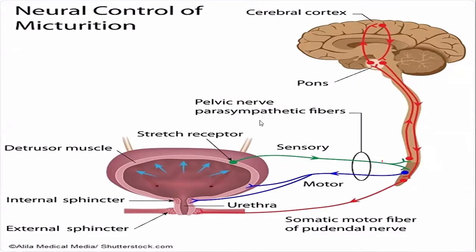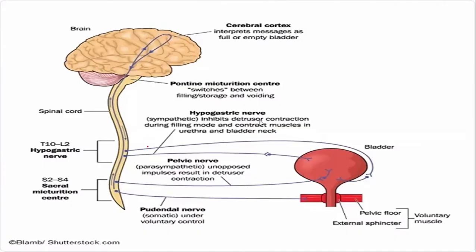So this is the one being summarized. The pelvic nerve, the parasympathetic, and its impulses result in detrusor muscle contraction. Then we have the hypogastric nerve. The sympathetic inhibits detrusor muscle contraction during filling and contracts muscles in the urethra and bladder neck. That's why in sympathetic naman, it is actually the relaxation of your bladder. So you should have an intact sympathetic, an intact parasympathetic, and an intact pons, because it's the one that switches between filling, storage, and voiding. And you should have an intact cerebral cortex, because it's the one that interprets messages of a full or empty bladder.